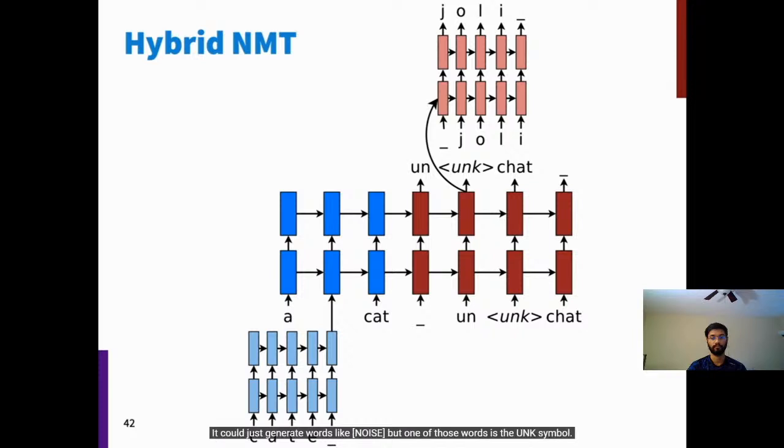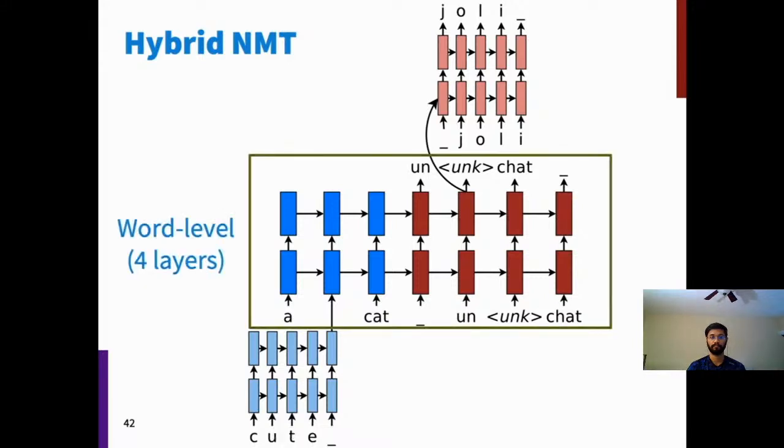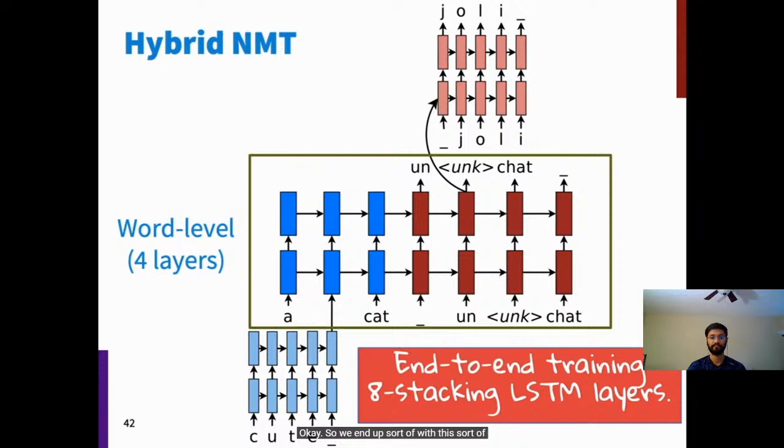It could just generate words, but one of those words is the unk symbol, and if it generates the unk symbol, we take this hidden representation and feed it in as the initial input into a character level LSTM, and then we have the character level LSTM generate a character sequence until it generates a stop symbol, and we use that to generate words. Okay, so we end up with this hybrid composed stack of 8 LSTM layers.